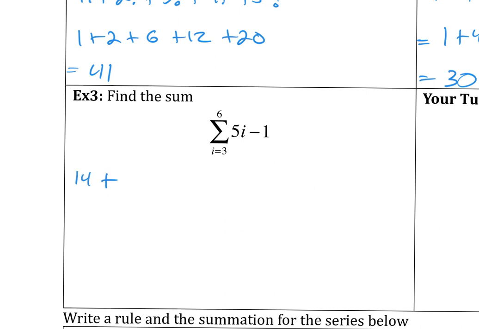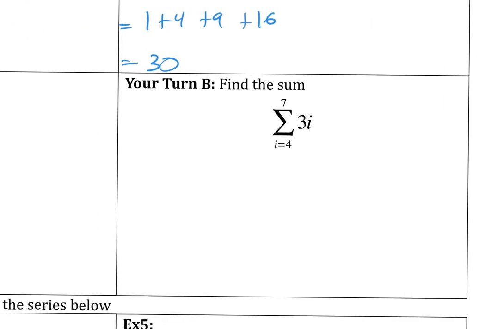And then we're going to add to that what we get when we plug in a 4, which would be 20 minus 1, or 19. Then we plug in a 5, which should be 24. Then we plug in a 6, which would be 29. So I started plugging in a 3, then a 4, a 5, and I stopped at 6 because that's where the sum stops. And then we're going to go ahead and add these all together, and that will be our final answer. All right, and I got 86.